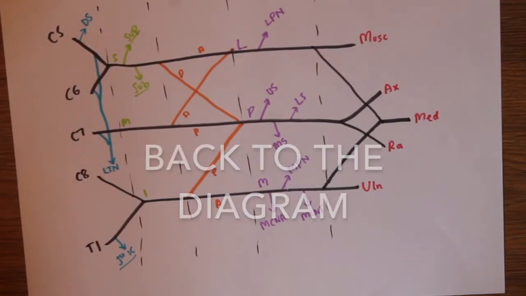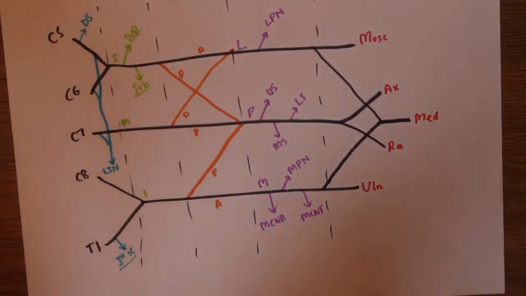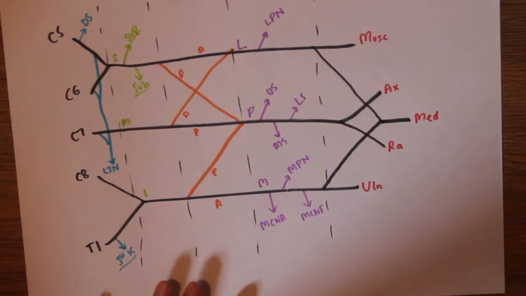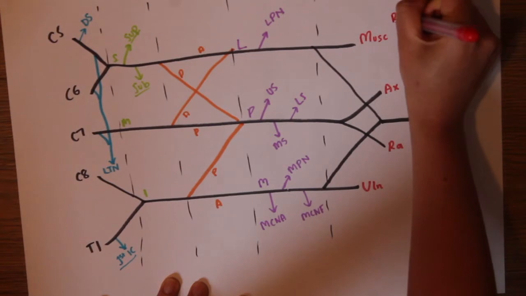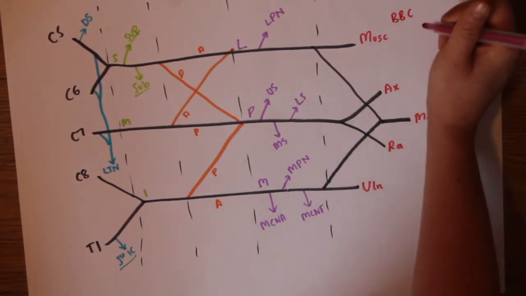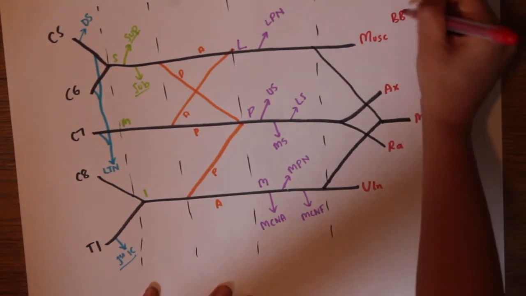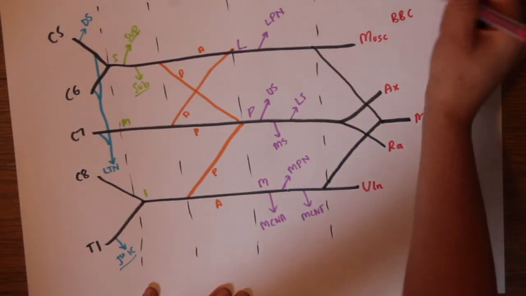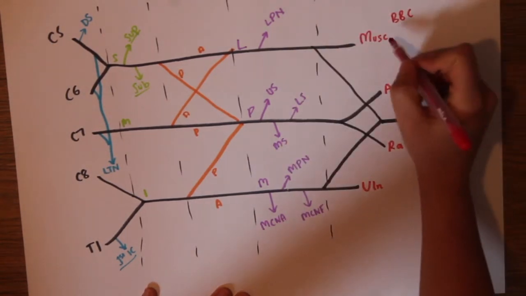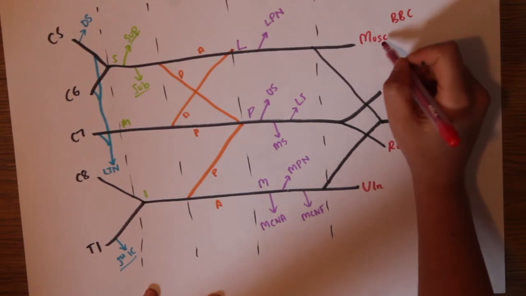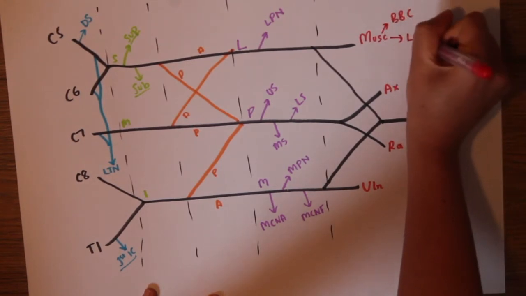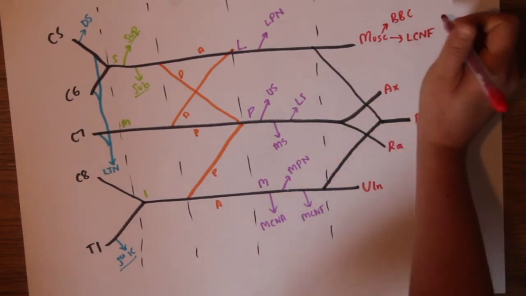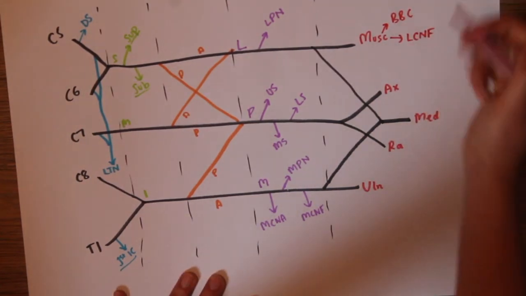If we now go back to our diagram, we can talk about the functions of these terminal branches. So firstly, the musculocutaneous nerve. This supplies your BBC muscles. These are the anterior muscles of your arm: biceps brachii, brachialis and coracobrachialis that flex the elbow. Then, at the elbow, the musculocutaneous nerve becomes the lateral cutaneous nerve of the forearm, which supplies sensation to the lateral part of the forearm, as the name suggests.